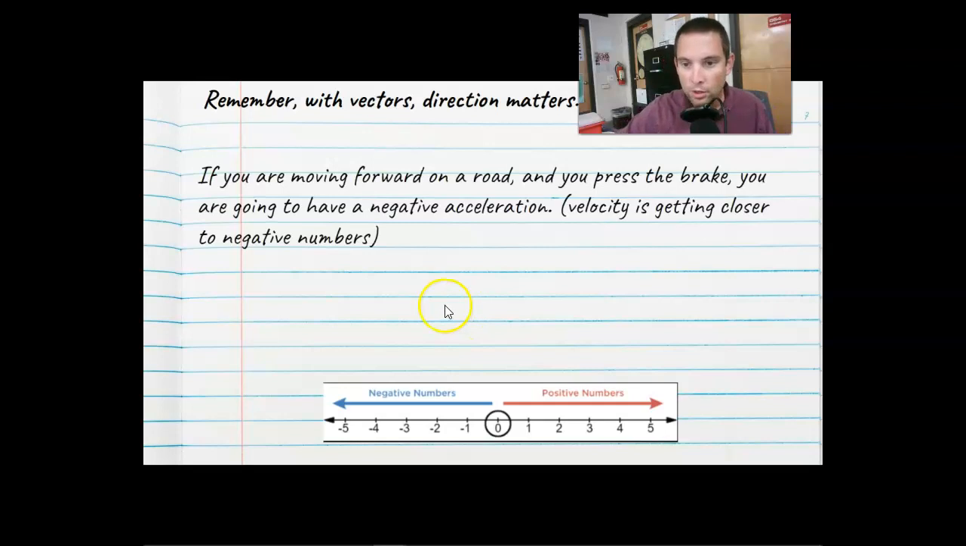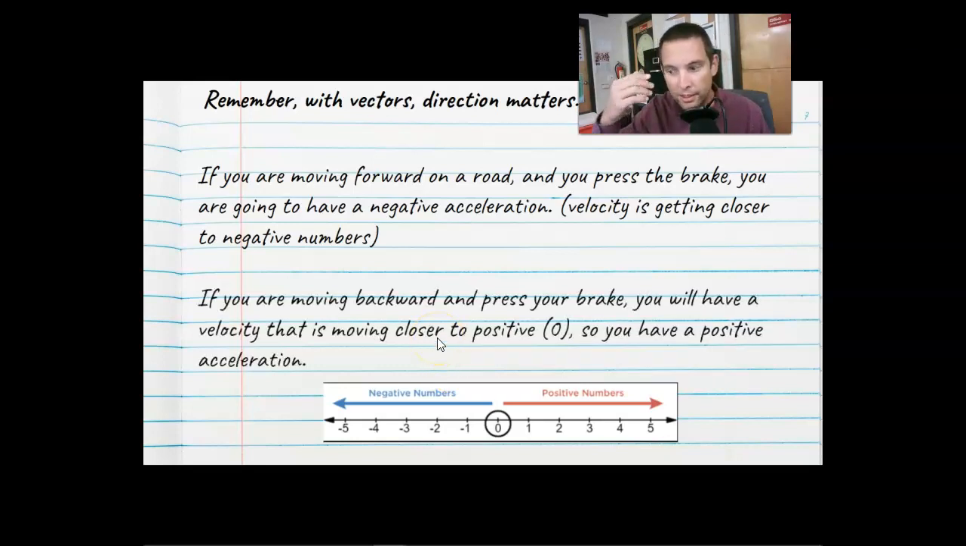Here's another one. If you're moving forward on a road and you press the brake, you're going to have a negative acceleration. Because, let's say our velocity starts at 5 and we press the brake. Well, that's going to slow our velocity down to 0. So our velocity is getting closer to the negative numbers, so we have a negative acceleration. This is kind of tricky. Is it positive? Is it negative? I think that having you think about it on a number line, am I getting more positive or am I getting more negative with my speed, then that tells me my acceleration. I think that will help you when it comes time to be assessed on this, whether through an exit ticket or a test or quiz or whatever.